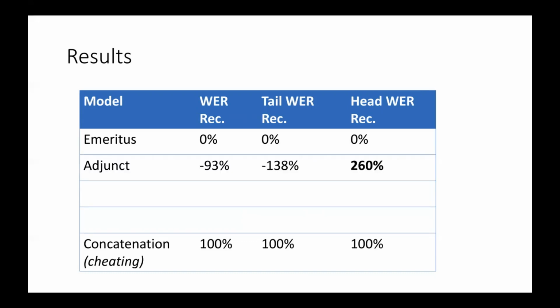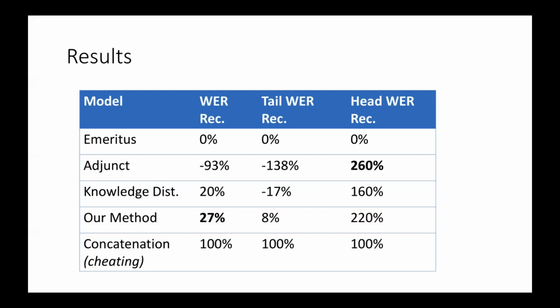If we just use the adjunct model trained on recent machine transcripts, the model degrades in performance, but improves significantly for the head distribution, indicating that the model is better memorizing what it already knows. Our baseline adaptation approach is knowledge distillation, where we use the emeritus model as the teacher and the automatically transcribed data as the fine-tuning data for the student. We see improvements in overall word error rate, but a degradation in the tail. Finally, our method gives a gain over knowledge distillation without degrading tail word error rate. Please see our paper for more details.